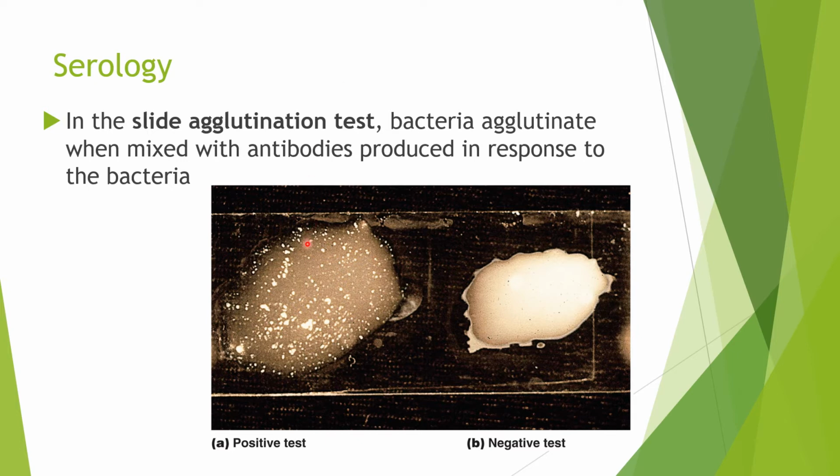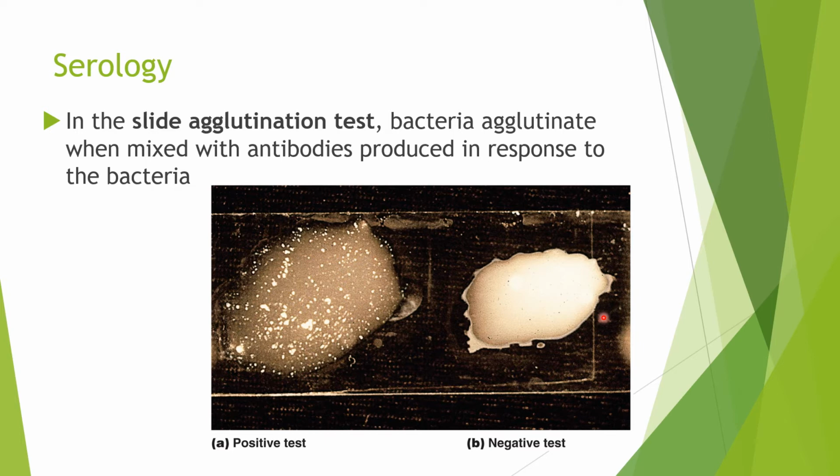And so if you drop some of the patient's serum on the slide, if the patient has the antibodies, then those antibodies are going to quickly react with the bacteria already on the slide, and what you're going to see is a positive test. The bacteria is going to start to agglutinate. It's going to start to clump up because there's a reaction taking place. If the patient doesn't have the antibodies, meaning they don't have this infection, then nothing is going to happen on the slide.